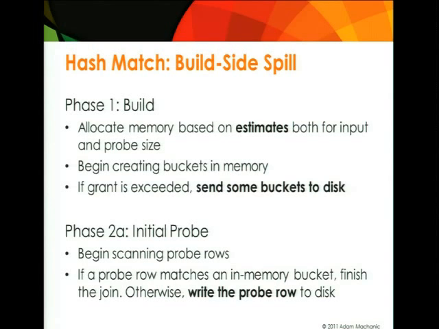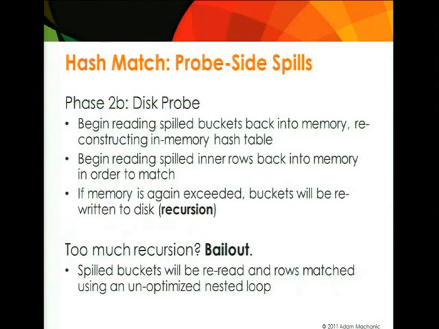If the row hashes to an on-disk bucket, the probe row is written to the disk along with the outer side bucket, and it's held until later. So now we have even more disk writes that have occurred at probe time. Now we go through a second phase where one by one the buckets that have been spilled over to disk are read back into memory, reconstructed into an in-memory hash table. Then the spilled inner probe rows are read back into memory, and the processor tries to match everything up.